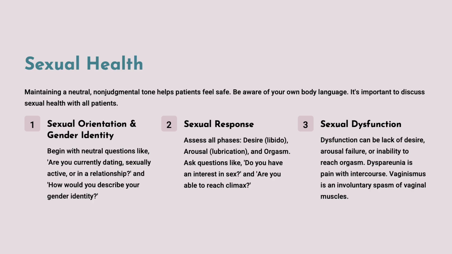Okay? So, for sexual dysfunction, we have various terms. As I have mentioned earlier, there could be dyspareunia. Dyspareunia means pain when it comes to intercourse. Vaginismus is an involuntary spasm of vaginal muscles.